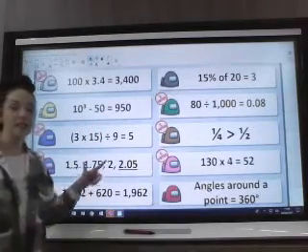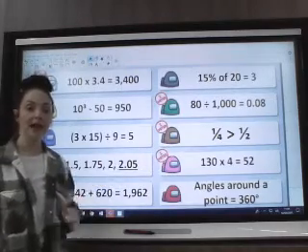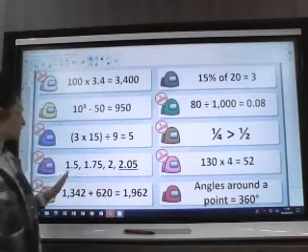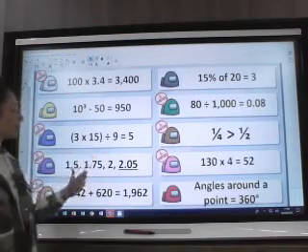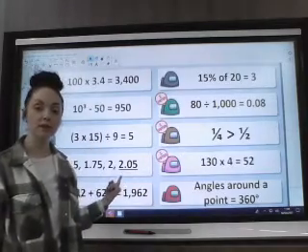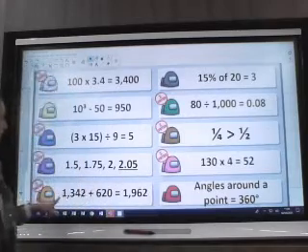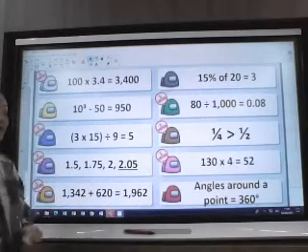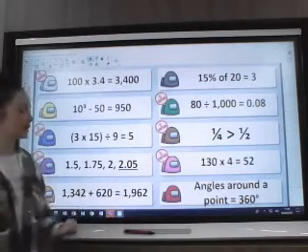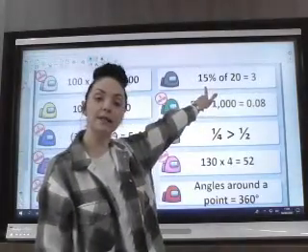This one then is a sequence question. So the one I've underlined, is that the correct next number in the sequence? That's what you need to look for on this one. So you've got 1.5, 1.75, 2.05. So the underlined one, is that right? If not, then it's an imposter. Then you've got 1,342 add 620. So you can use your place value knowledge for that one. Does it equal 1,962?